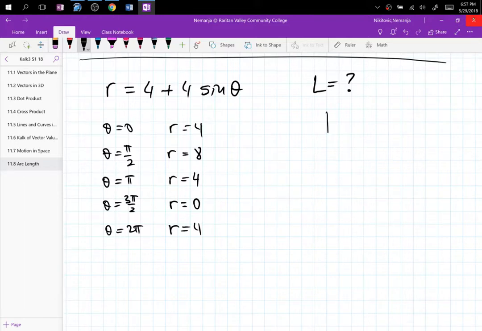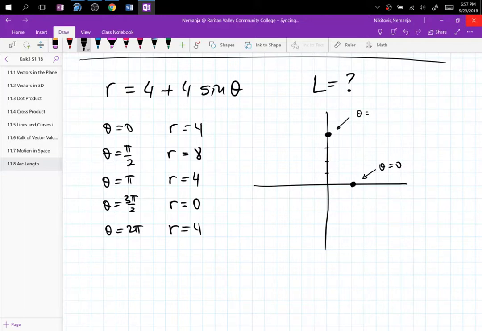All right, so now let's draw this monstrosity. I'm using 1 square as a unit of 2. So for theta equals 0, r is equal to 4. This is the dot. For theta equals pi over 2, r is equal to 8. So 2, 4, 6, 8. This is theta equals pi over 2. Then pi, we are back to 4. 3 pi over 2 is going to give me 0, and then we are back.